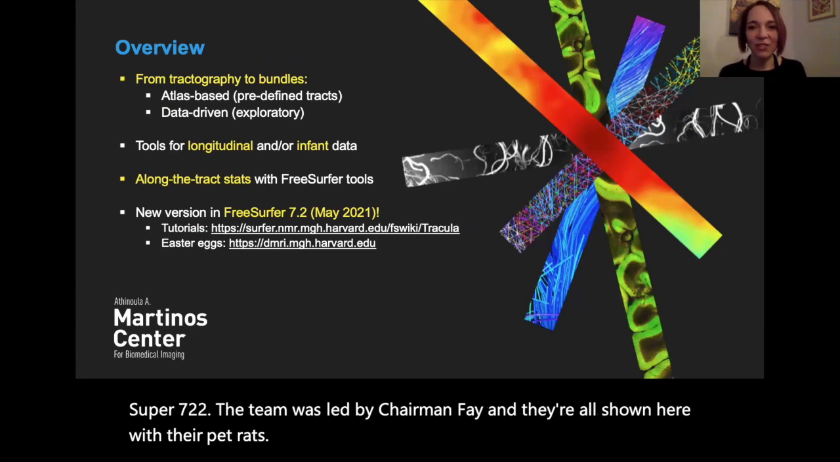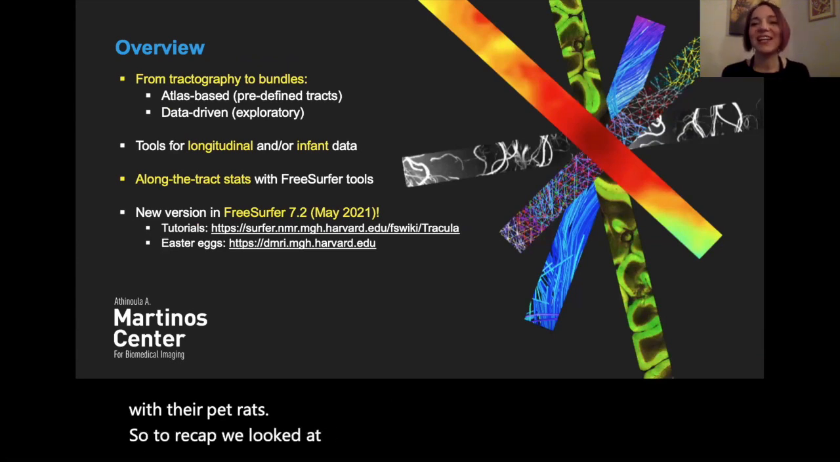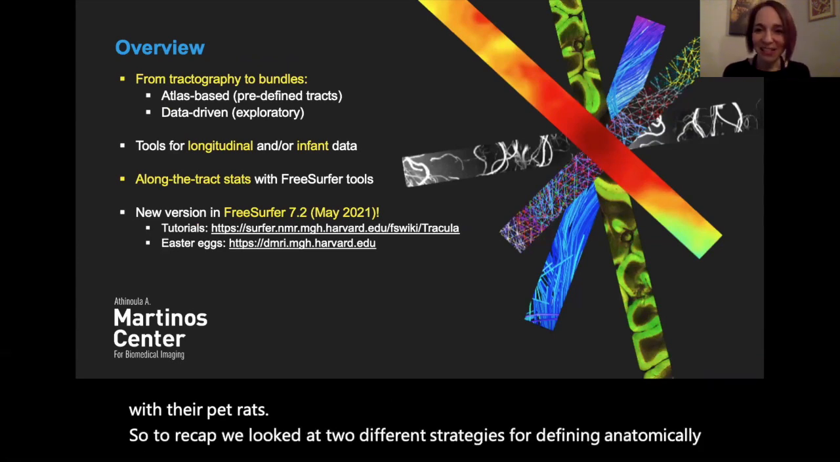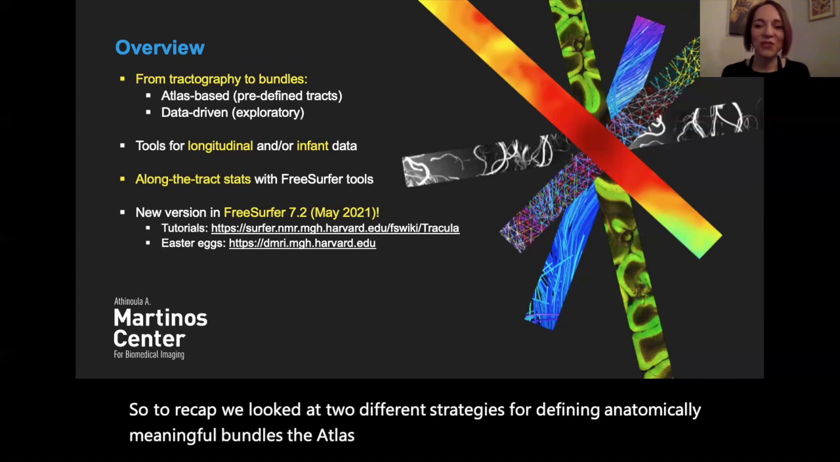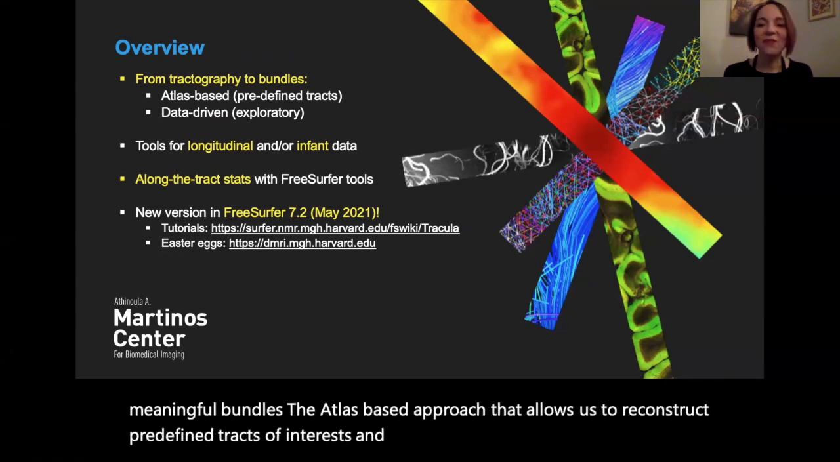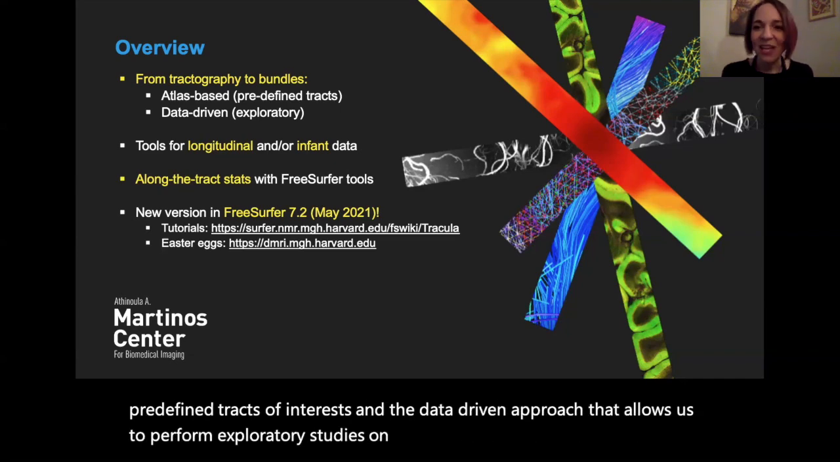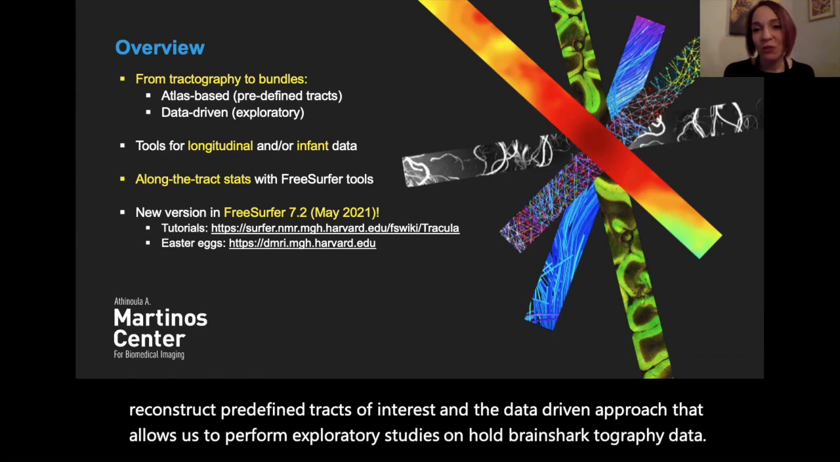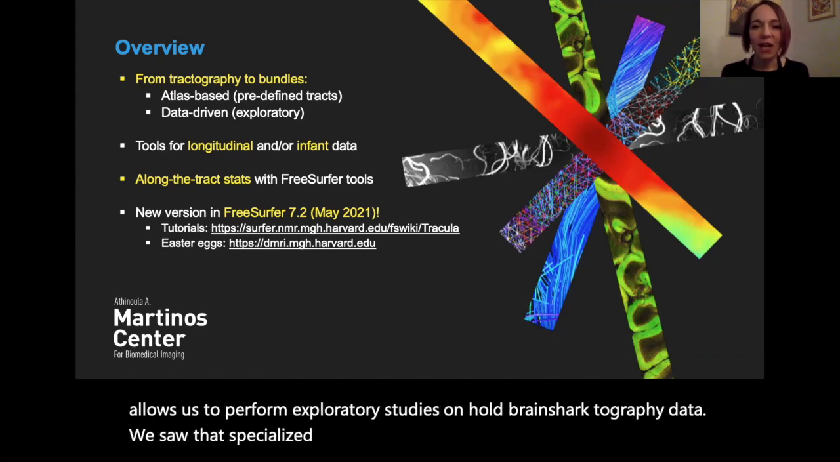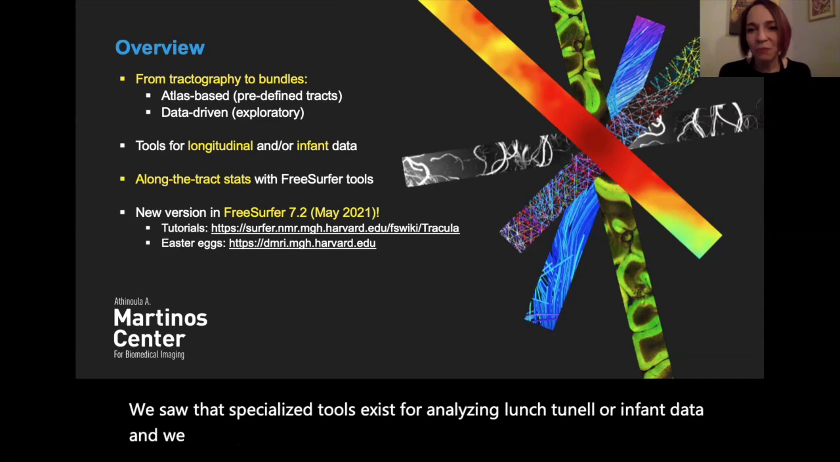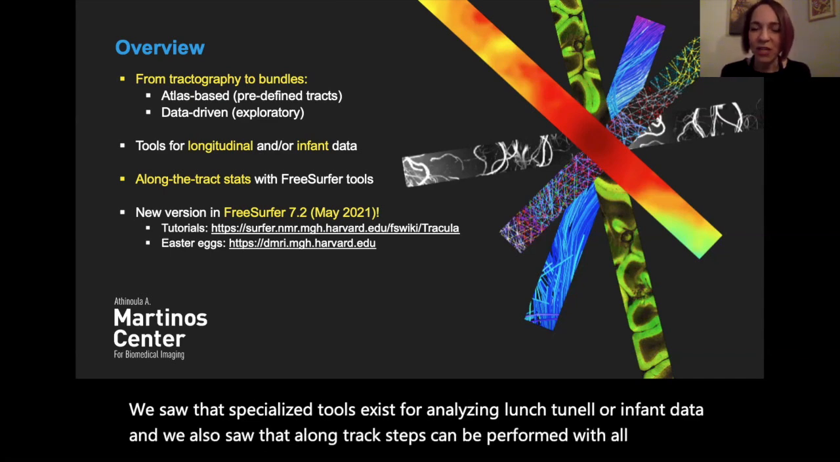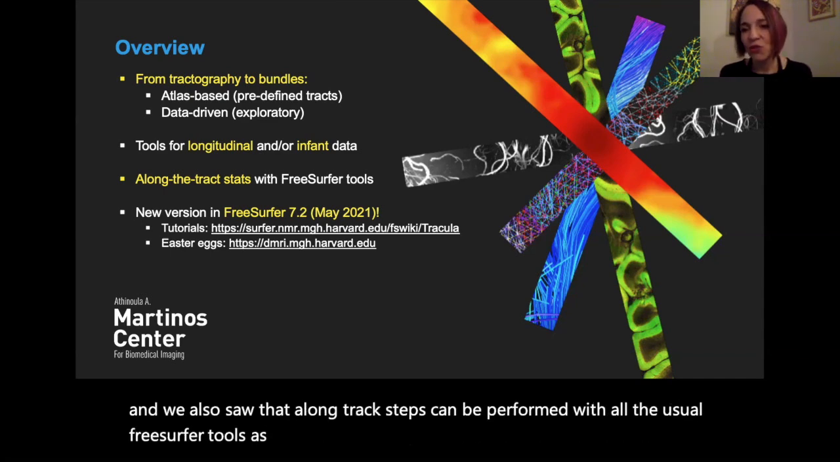So to recap, we looked at two different strategies for defining anatomically meaningful bundles: the atlas-based approach that allows us to reconstruct predefined tracts of interest, and the data-driven approach that allows us to perform exploratory studies on whole brain tractography data. We saw that specialized tools exist for analyzing longitudinal and/or infant data. And we also saw that along-tract stats can be performed with all the usual FreeSurfer tools as a special 1D case of the usual surface-based or volume-based analyses.